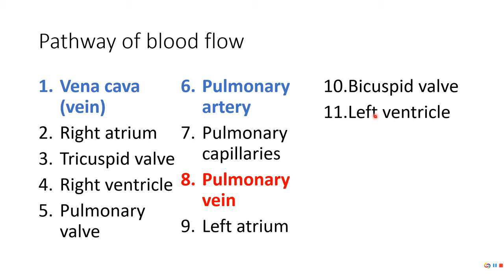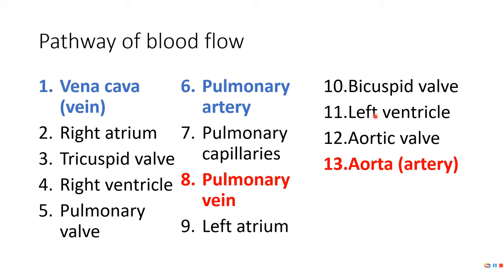From the left ventricle, it goes through the aortic semilunar valve. And from the aortic semilunar valve, it goes into the aorta, which is the largest artery. It's about the size of your pinky, and out to the rest of your body, where it will eventually come back into the vena cava and do this all over again.